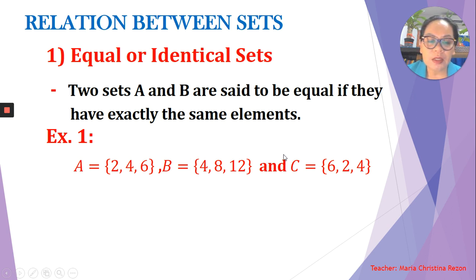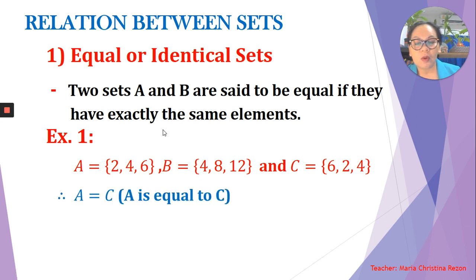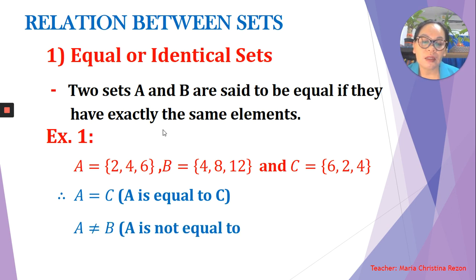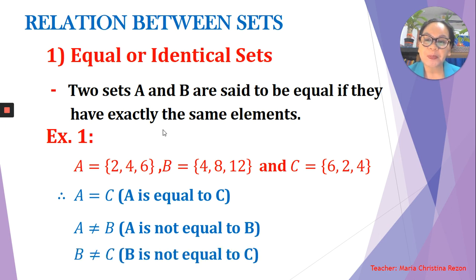And then A and C, they have exactly the same elements, which falls under our definition here that equal sets must have exactly the same elements. Therefore, we can say that A is equal to C. And we can also conclude here that A is not equal to B, and B is not equal to C.